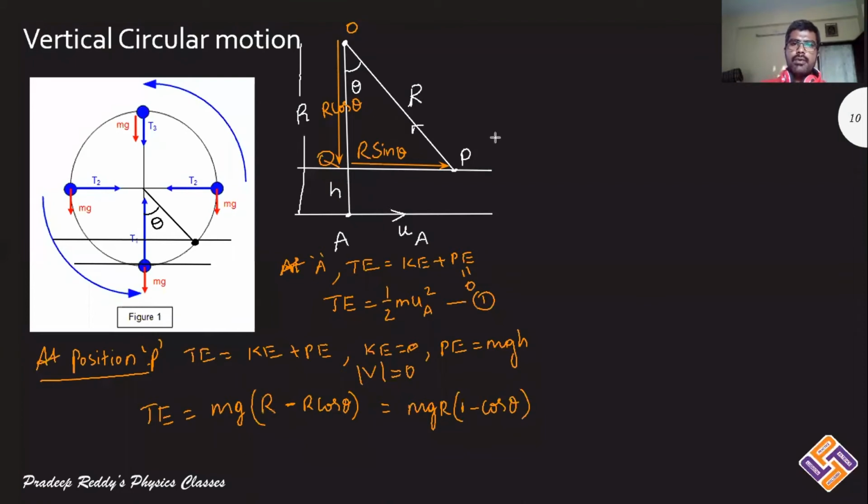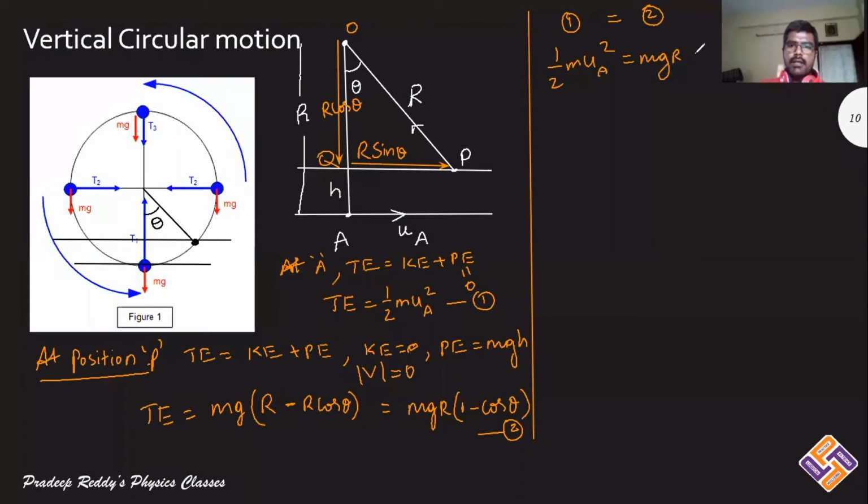Now I can equate these two equations. We have got two equations, and this is number 2. Equating 1 and 2, you can write half m u a square is equal to mg capital R into 1 minus cos theta. m and m get cancelled. So u a square is equal to 2g capital R into 1 minus cos theta.